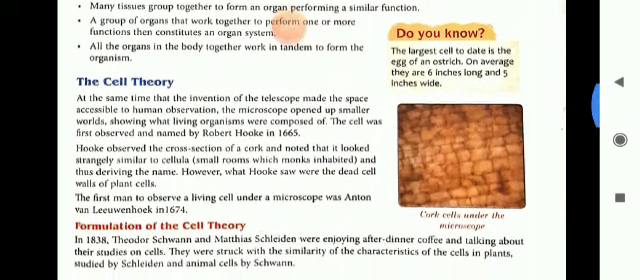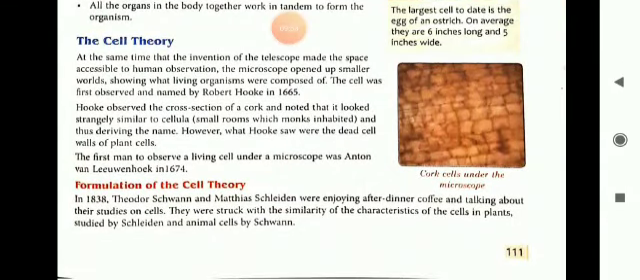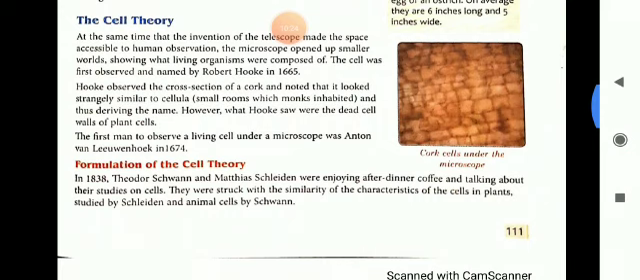The cell theory. At the same time that the invention of the telescope made space accessible to human observation, the microscope opened up smaller worlds, showing that living organisms were composed of cells. The cell was first observed and named by Robert Hooke in 1665.